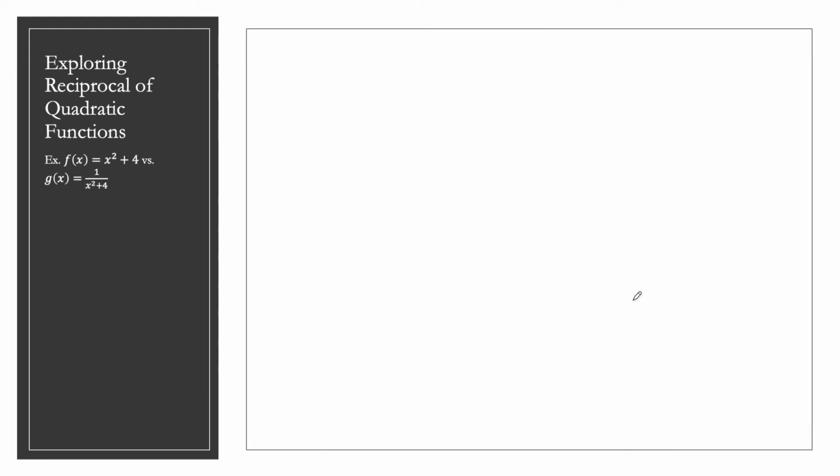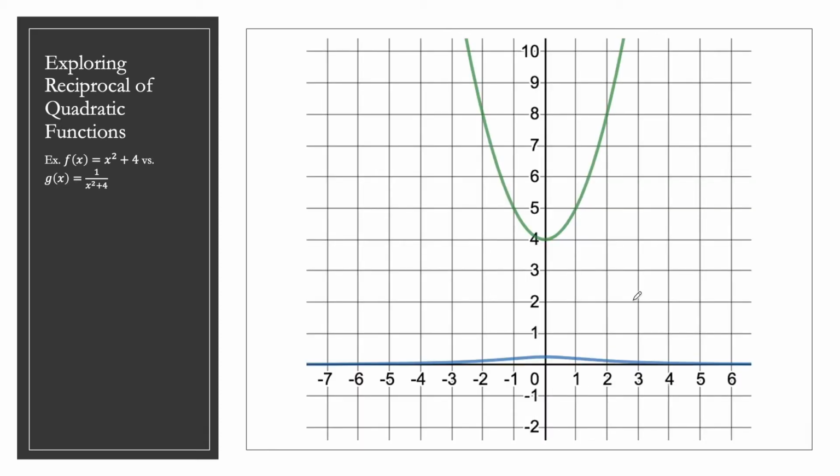So we have f(x) = x² + 4, and let's compare that to its reciprocal function. In this case, we notice that there are no vertical asymptotes, and the reason for this is because there are no zeros in this quadratic function. You can also try to factor this one yourself. You actually cannot factor this, so it is not factorable, which means that there are no zeros.